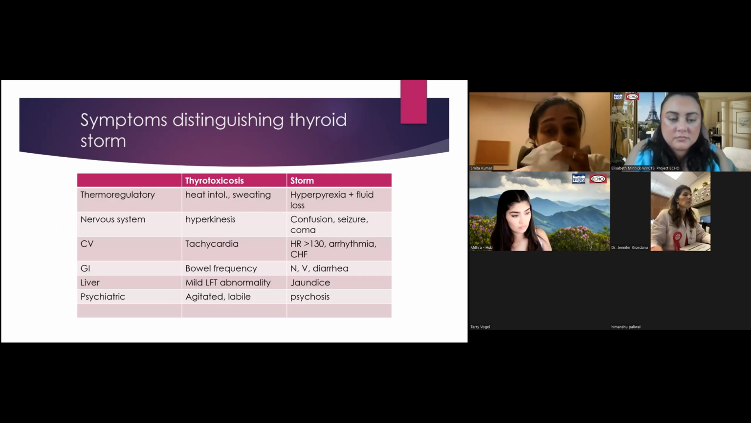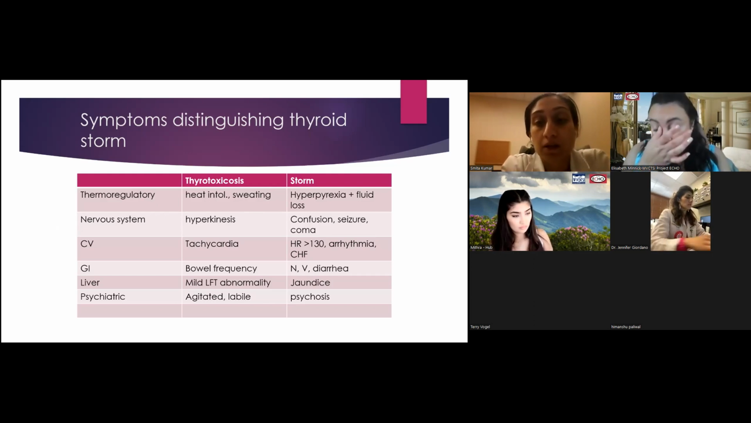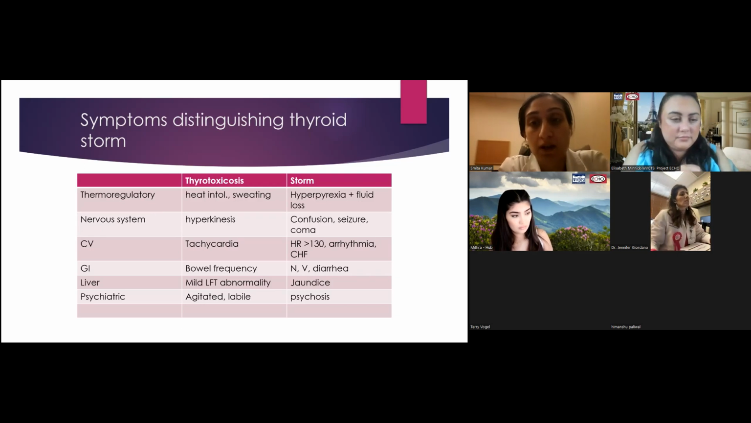If they're tachycardic, so if their heart rate is greater than 130, they're having any arrhythmias or signs of heart failure, that's pointing towards thyroid storm. They have any sort of GI distress. So really you're looking for end organ damage. And that's an indication that they are pretty sick from the thyroid and they should go into the hospital.